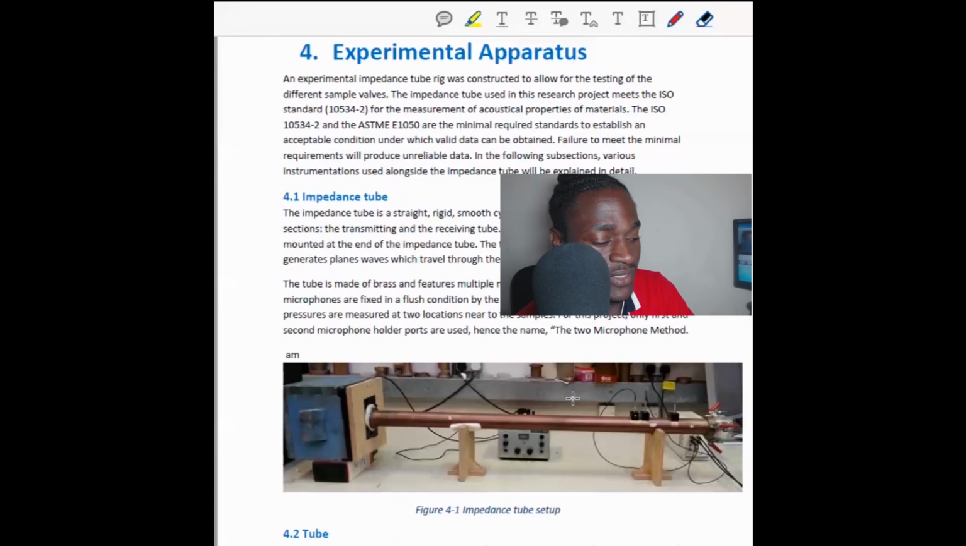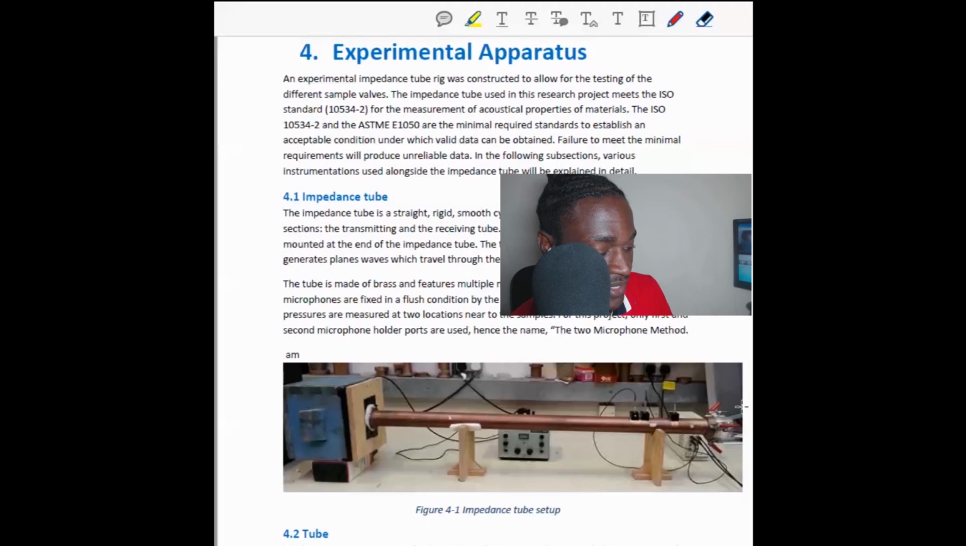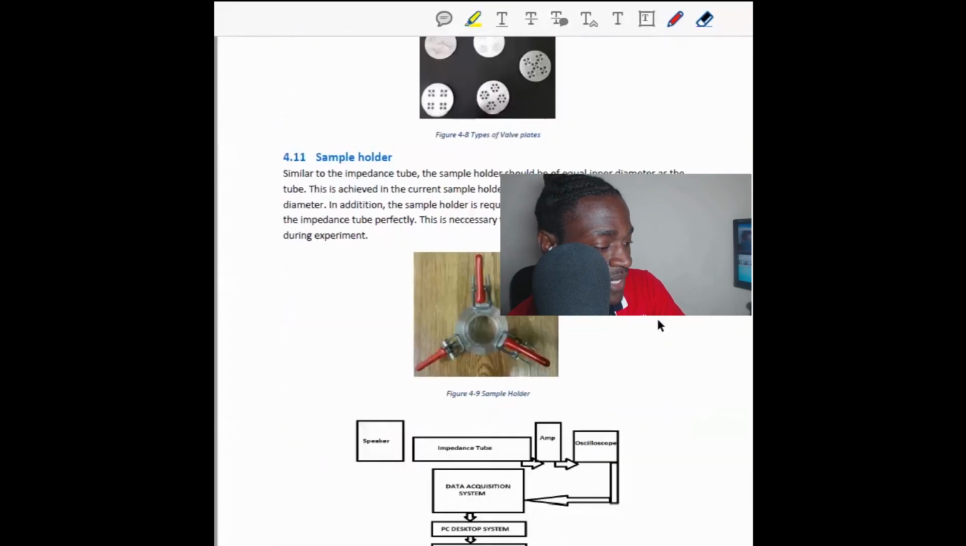The experimental apparatus is essentially, so this is my experimental apparatus, the impedance tube. Everything I did pretty much could be summed up in this image here. What I went about doing is I explained what the speaker is, what this is, the microphones here, the sample holders at the back, what all those mean, and what the heck they are doing in this research project, right? So that's how you explain that.